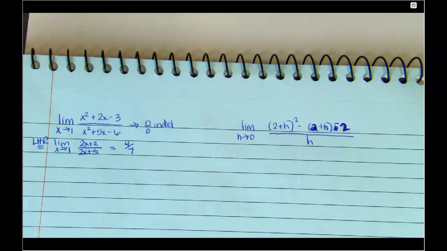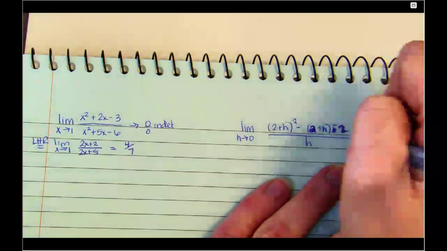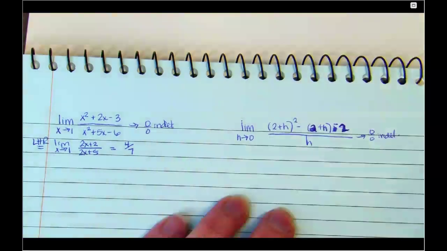So if you struggled to do those disguised derivative problems and find the correct thing, you don't have to anymore. You can use L'Hopital's rule because this is 0 over 0. It's just an easy chain rule.